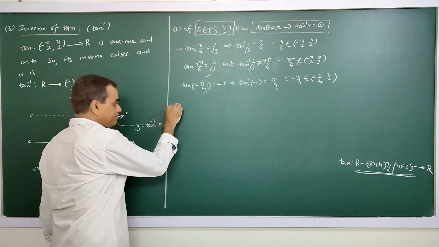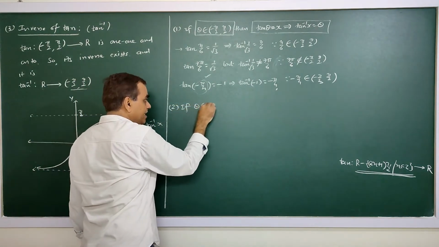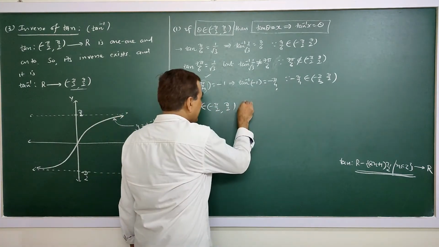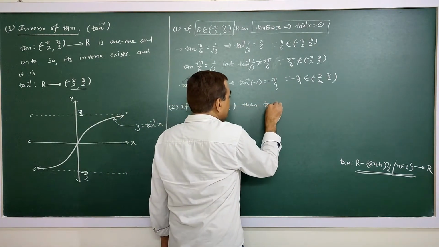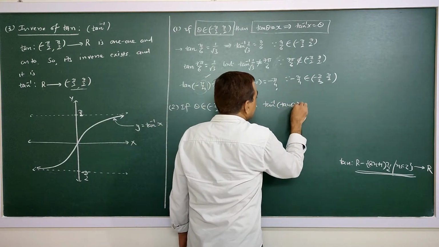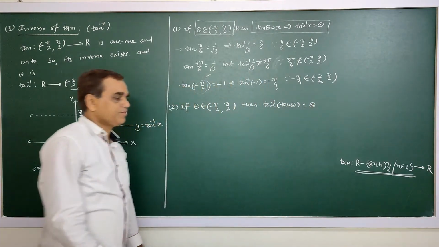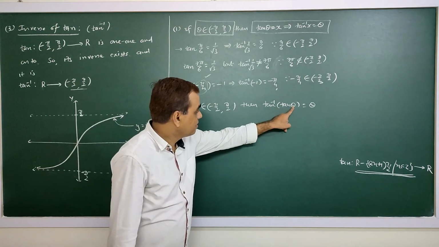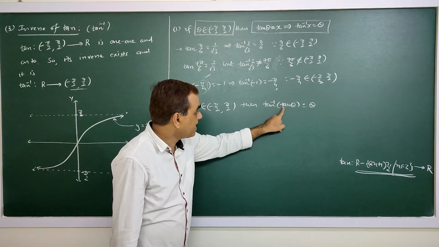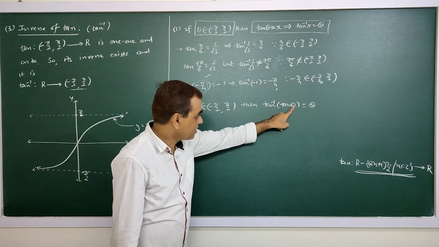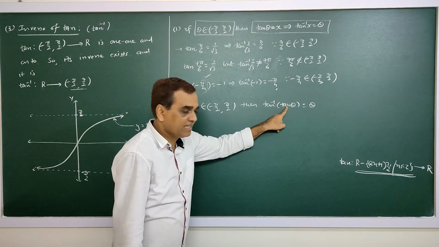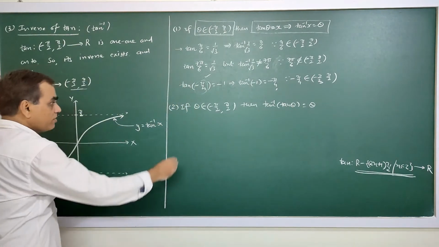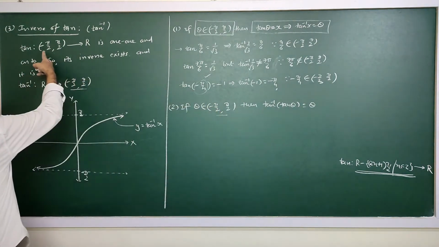Second property, similar: if theta belongs to open interval minus pi by 2 to pi by 2, then tan inverse tan theta equals theta. This theta should be in domain of tan, because on theta tan is working. So theta should be in domain of tan. It is minus pi by 2 to pi by 2.